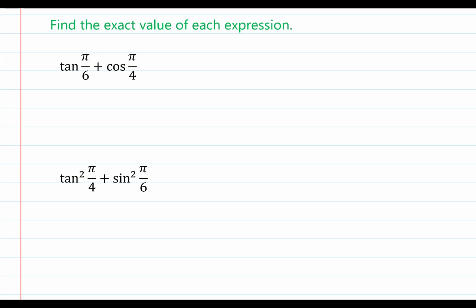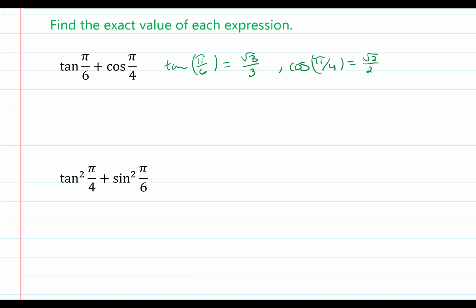Let's now use this information to find the exact values of each expression. So first, I need to find the tangent of pi over 6, which, remember, is equal to tangent of 30 degrees, since pi over 6 is the radian equivalent of 30 degrees. Tangent of pi over 6 is equal to square root of 3 over 3. I also need cosine of pi over 4, which you might recall in a previous video, we discovered is equal to square root of 2 over 2.